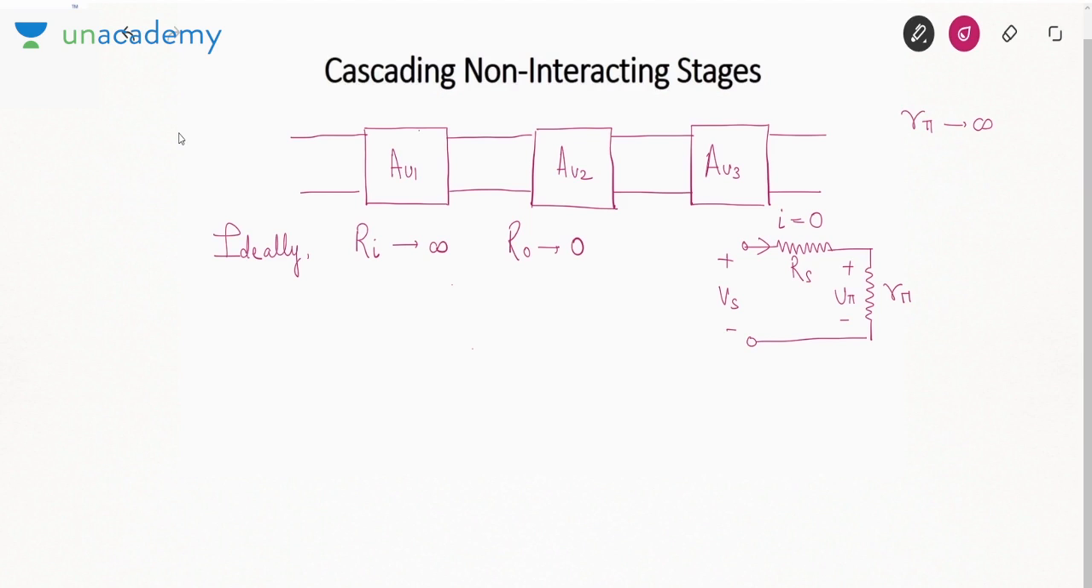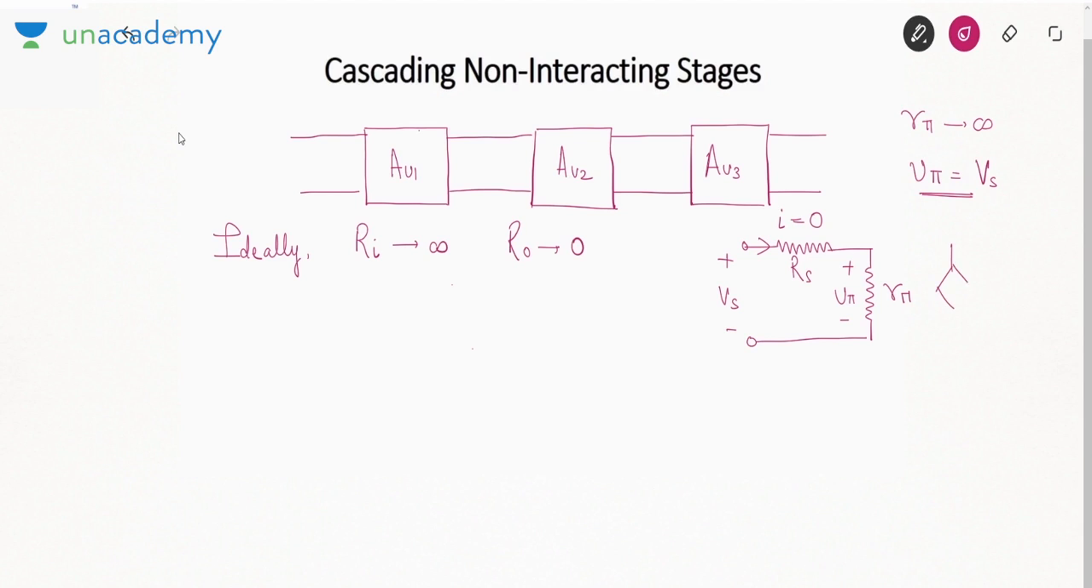Okay. And why is it the ideal condition? Because in such a case V pi will be equal to Vs. The entire voltage will act as the input to the amplifier, or there will be no voltage drop across the internal resistance, or you can say no voltage drop across the source resistance Rs. So that can only happen when the input resistance is infinite. Is it fine? Why must the output resistance be 0?